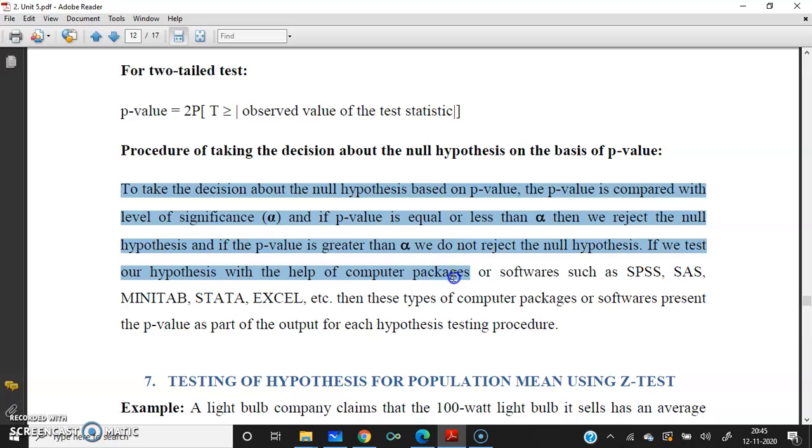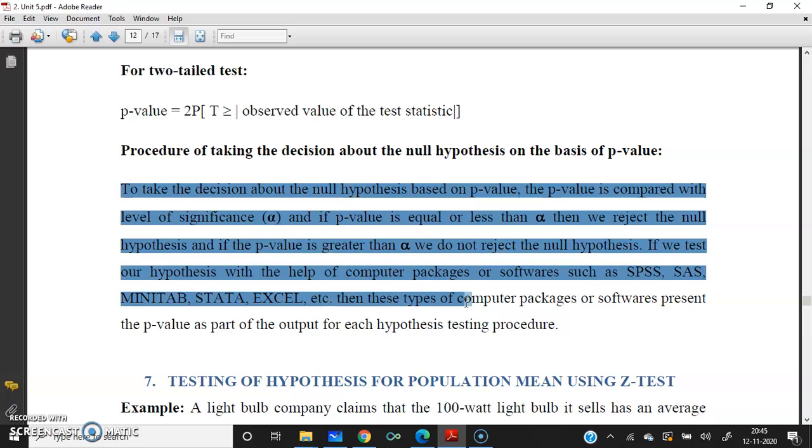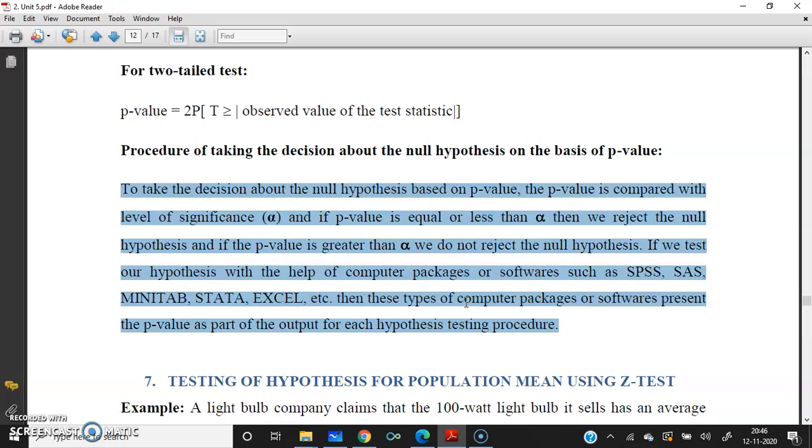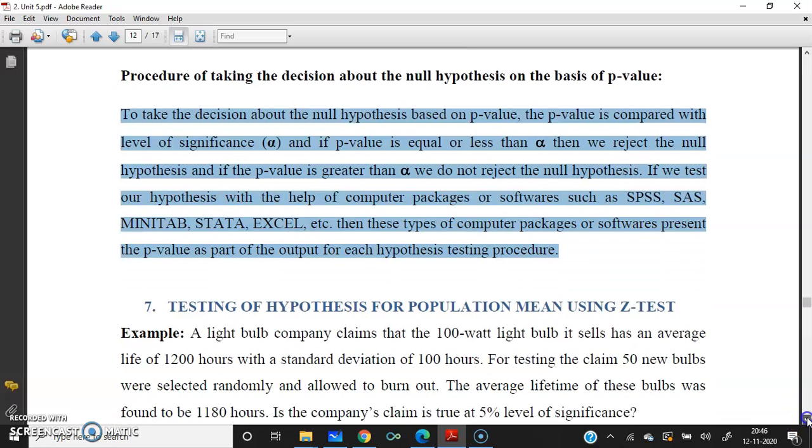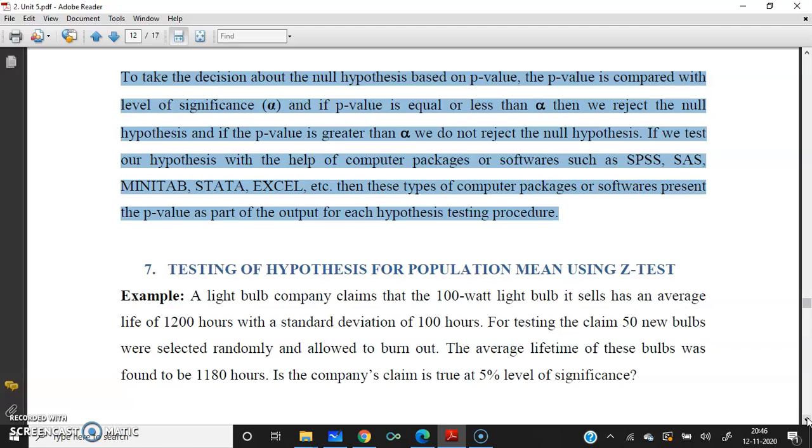So if we test our hypothesis with the help of a computer package or software like SPSS, or even online, you can calculate it. It gives the p-value. Using the p-value, we can take the decision, right? I hope you understood. The p-value is a part of the output; whenever you see the software output, the p-value will be given. So using the p-value, you can decide whether to reject or not reject the null hypothesis.